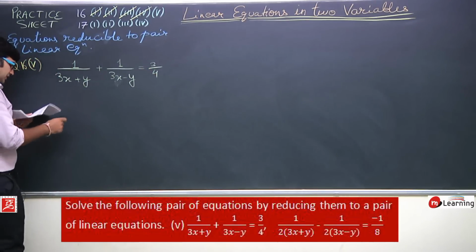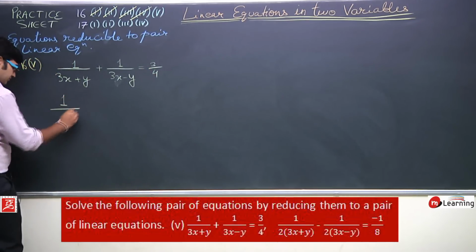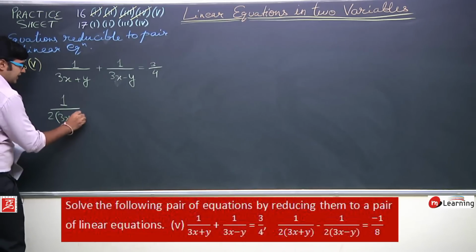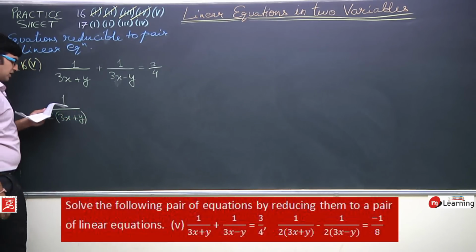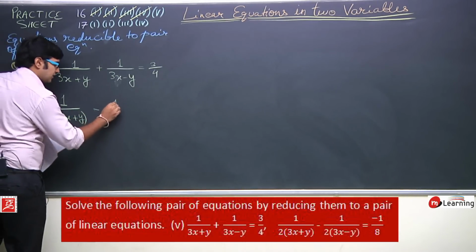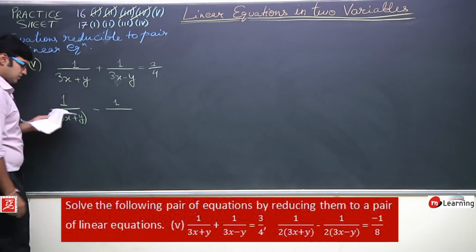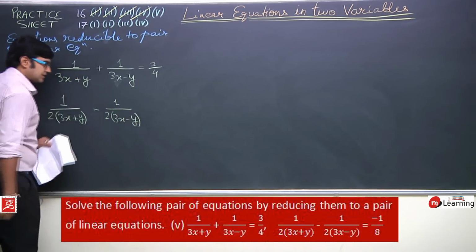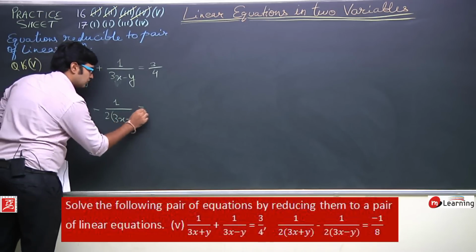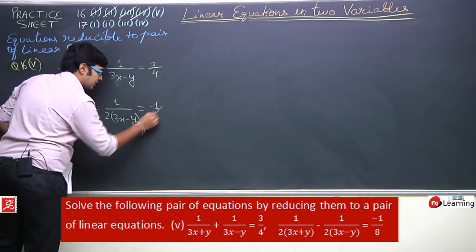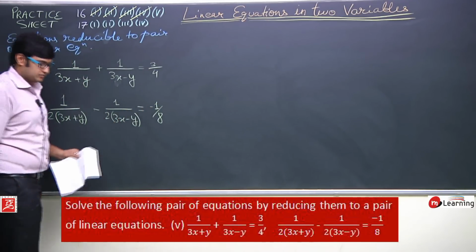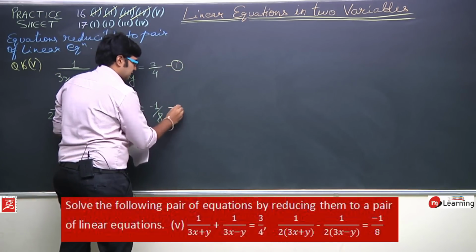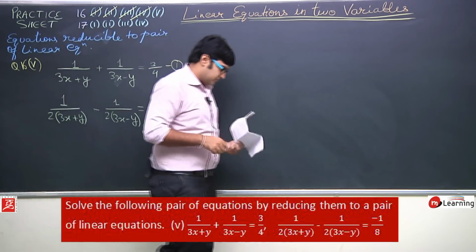The second equation is 1 upon 2 times 3x plus y, minus 1 upon 2 times 3x minus y, equals minus 1 divided by 8. So this is the first equation and this is the second equation.